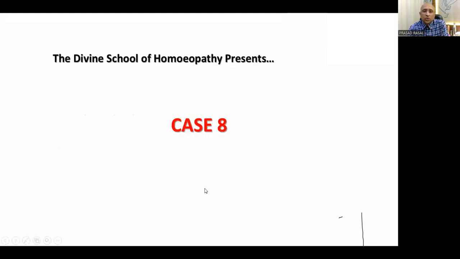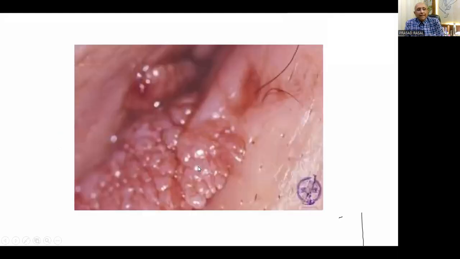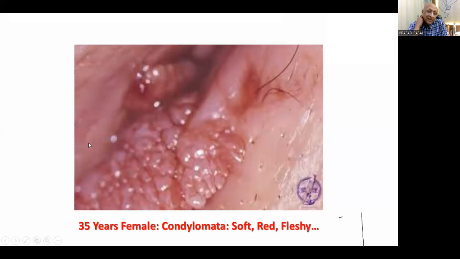Then we have two more short cases. This is the case, and you have to diagnose what this is. This is very typical. Anyone, can you find it out? What is this? It is condylomata, genital condylomata. It is soft, red, fleshy. You can find it out, redness, soft, fleshy condylomata over there.